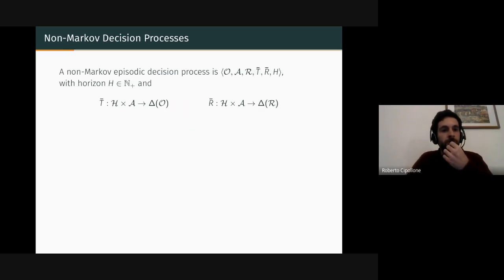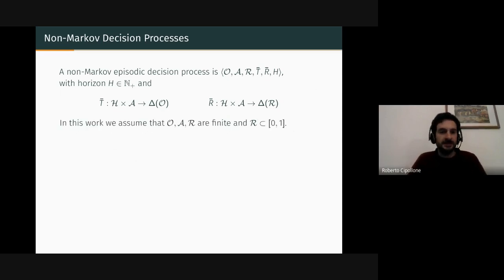Now, in formalizing non-Markovian decision processes, we will have a similar transition function as in MDPs and a reward function with stochastic outputs, but the input will be the history in general, so entire sequences. In this work, we assume that we are in a tabular setting, because that's a complex enough situation.